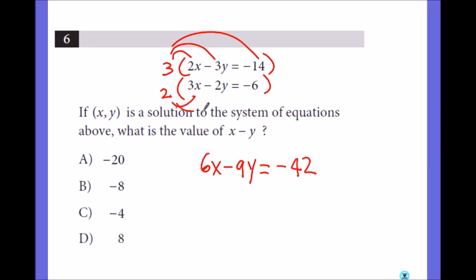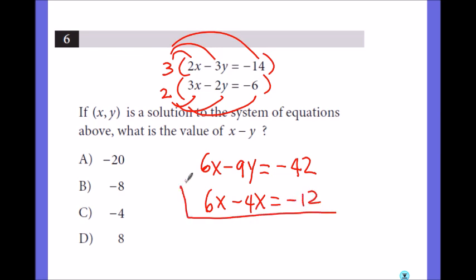And here we double them. So it's 6x minus 4x equals negative 12. So what do you do to get rid of this whole thing? The 6x's, you subtract the second equation. So now I have negative 9y minus negative 4x, which is plus 4x. So I get negative 5y.